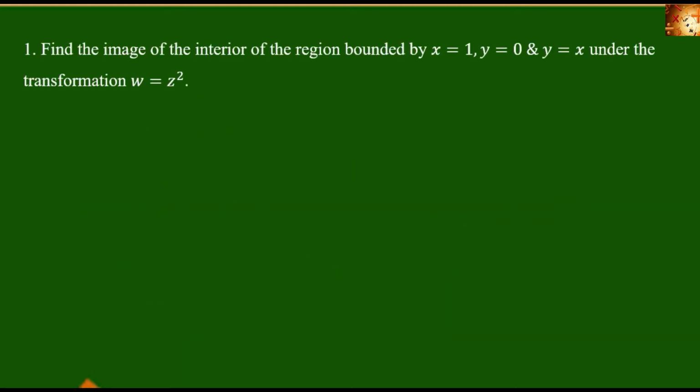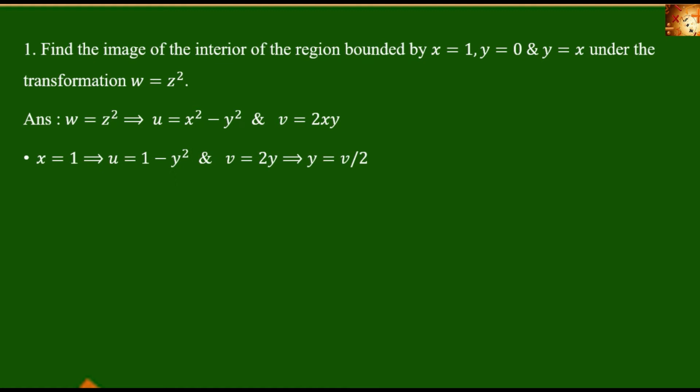Next we are going to the problems based on this transformation or mapping W equal to Z square. Find the image of the interior of the region bounded by x equal to 1, y equal to 0 and y equal to x under the transformation W equal to Z square. Here W equal to Z square means u equal to x square minus y square and v equal to 2xy. Next, we are going to find the image of the interior of the region bounded by x equal to 1, y equal to 0 and y equal to x.